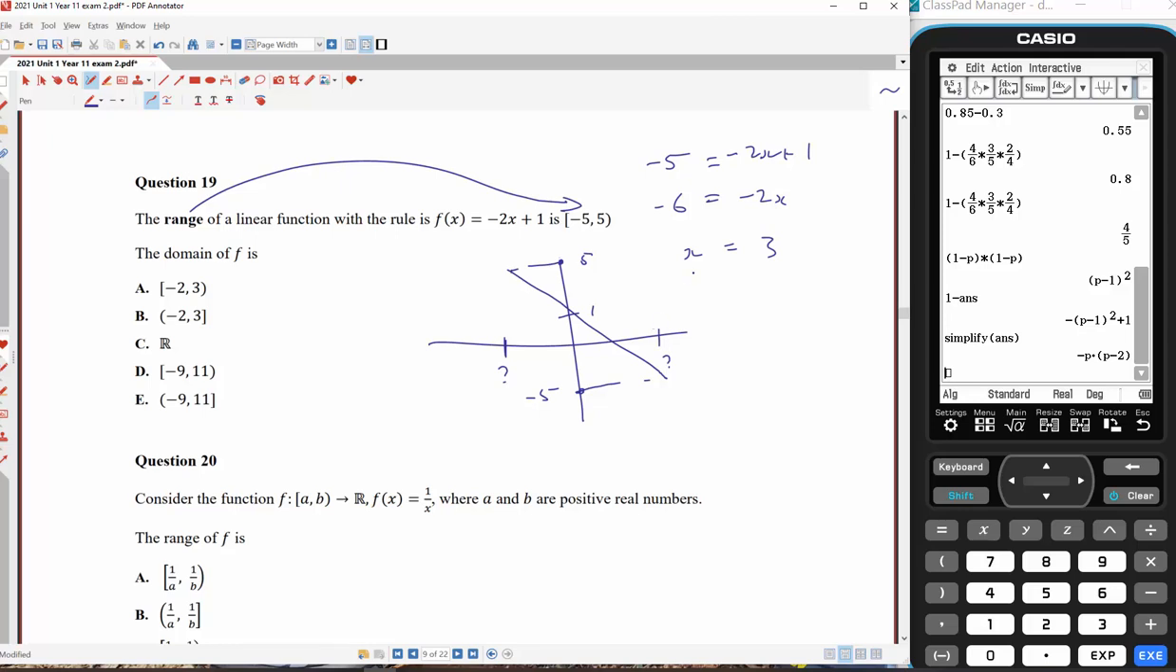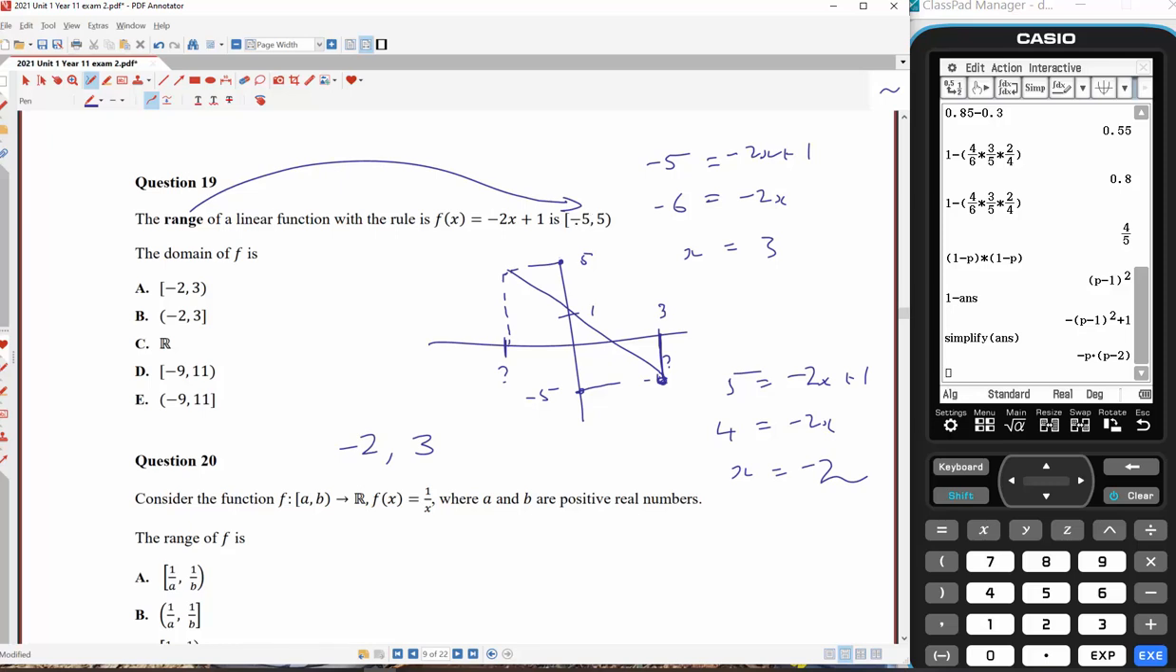Is that right? X equals 3. Yeah, is going to give us negative 5. So that's that value there. So that's the upper. All right, let's just get the other one. This is hard, so I'm having to think a bit here, girls. This one here will go 5 equals negative 2x plus 1. 4 equals negative 2x, x equals negative 2. Okay, so it's going to be negative 2 to 3.